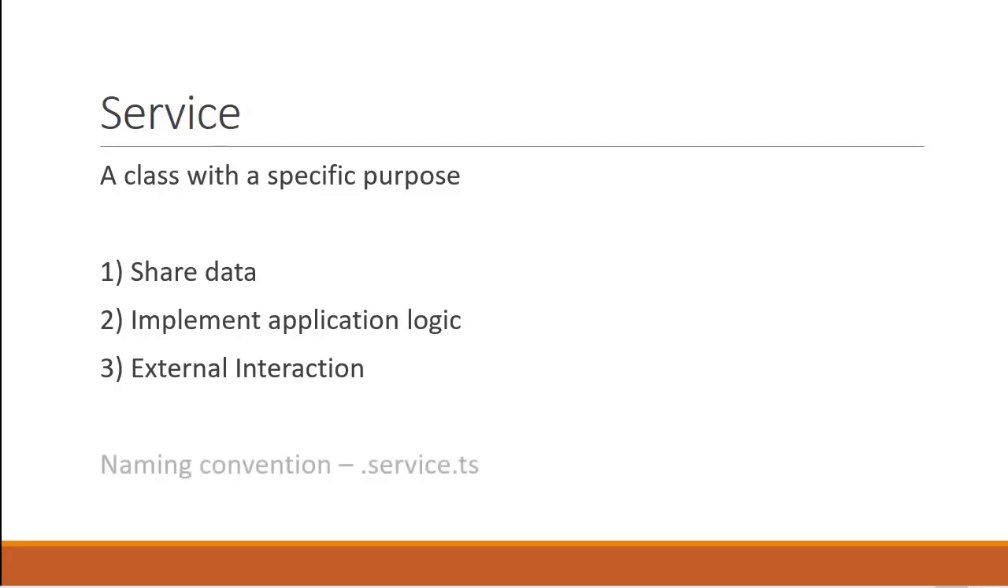In Angular, the naming convention is to end the file name with service.ts. For example, employee service would be employee.service.ts and the class name is EmployeeService. So now that we know what a service is and why we would want to use a service, the next question is how do we go about using a service in Angular? And the answer is dependency injection. What is dependency injection? Let's understand that in the next video.